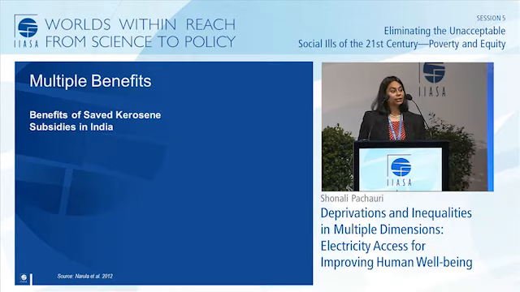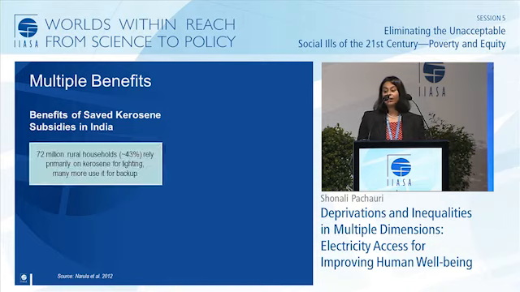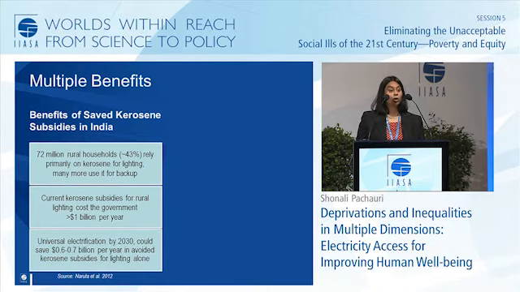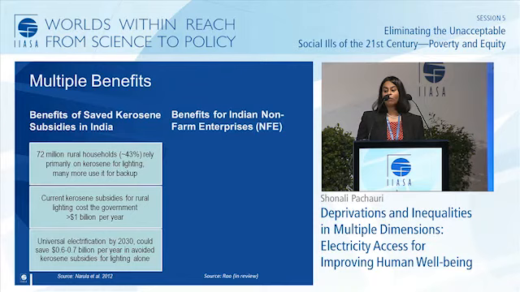One of the benefits is in the form of saved subsidies on existing sources of lighting like kerosene. And in the case of India, over 40% of the rural population today still uses kerosene as their primary source of lighting. Many more use it as a backup fuel. Kerosene is highly subsidized in India, and current subsidies are of the order of $1 billion just on lighting for rural areas. Clearly, universal electrification would save the Indian government between $0.6 to $0.7 billion in saved kerosene subsidies.